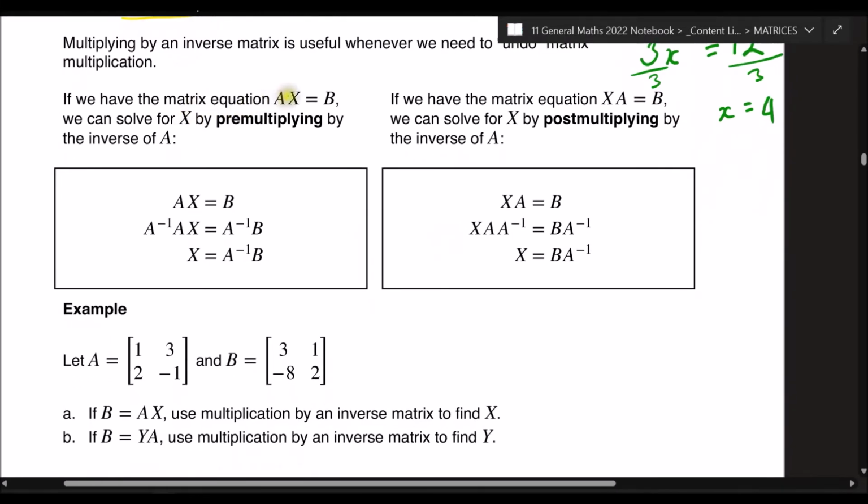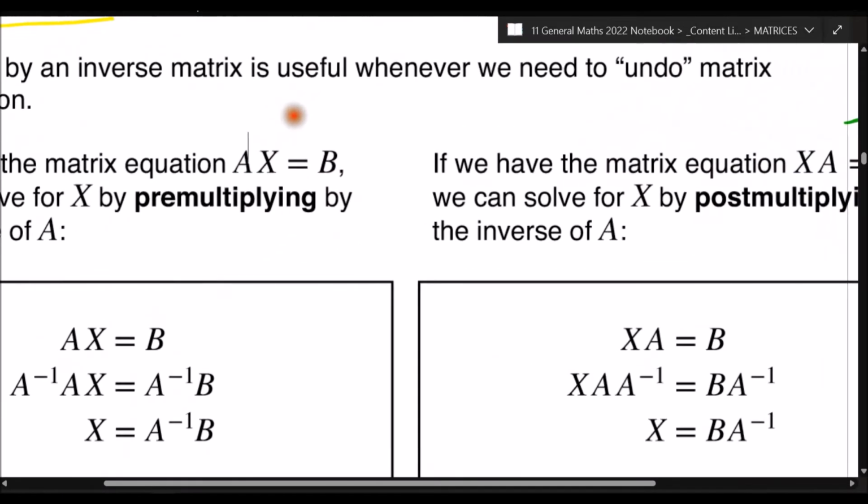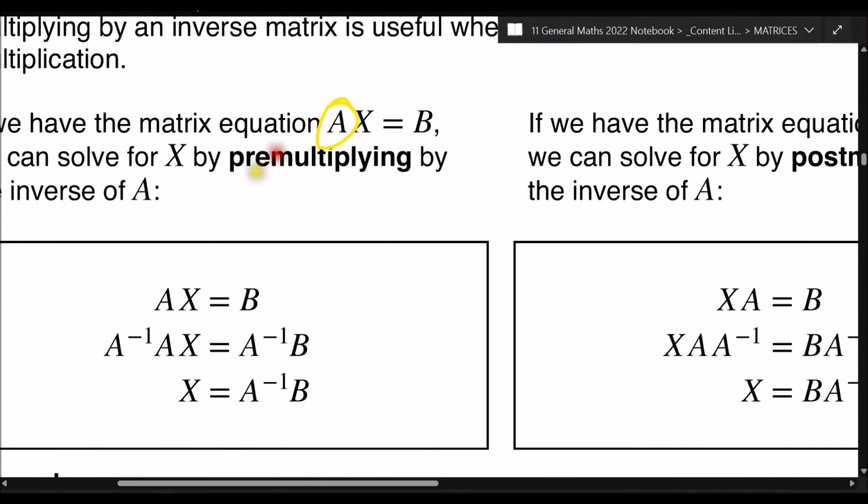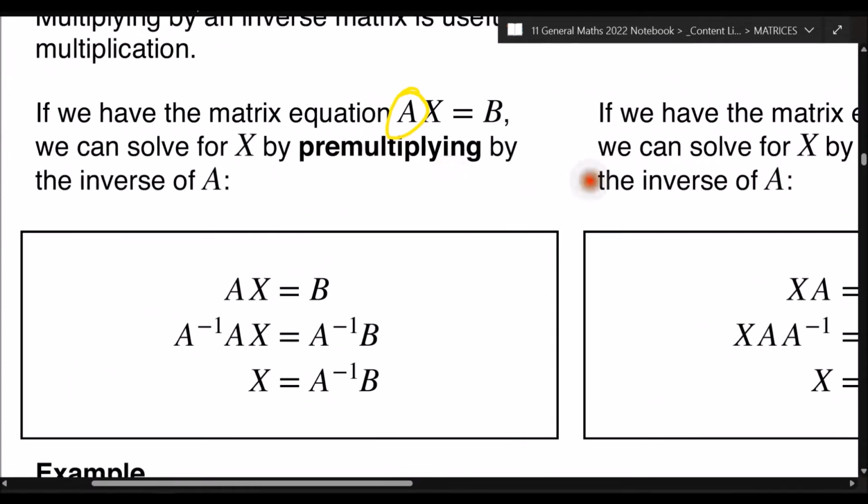If we have this equation, Ax equals B, we can solve for x by pre-multiplying by the inverse of A. So again, there's that keyword of inverse. Before you actually do anything, find the inverse of the matrix. Then in this case, we're pre-multiplying. What does that mean? Notice how here you've got A and you've got x. In order to solve for x, we have to pre-multiply. When it says pre-multiply, what we're looking at is the position of that A matrix. See how it's before the x?